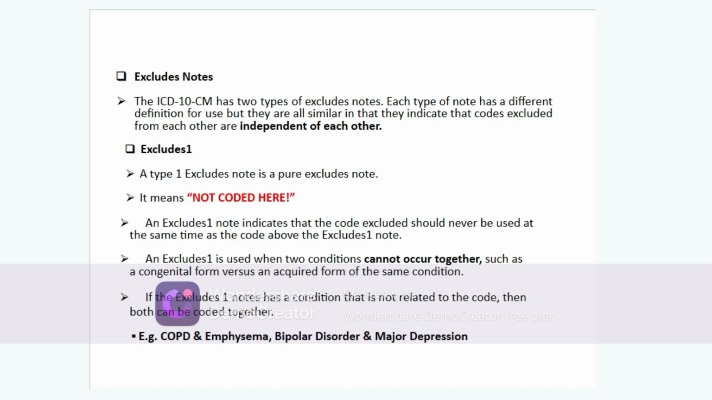the Excludes1 note. An Excludes1 note is used when the two conditions cannot occur together, such as congenital versus acquired forms of the same condition. If the Excludes1 note has a condition that is not related to the code, then both can be coded together. Example: COPD or emphysema, bipolar disorder and major depression. These are exceptions.